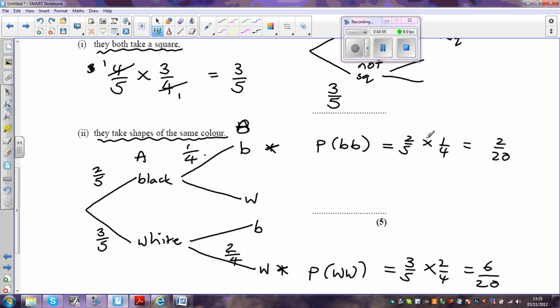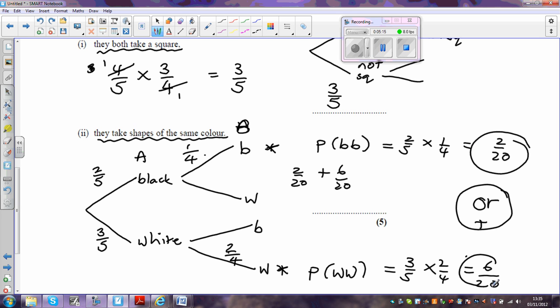Now, we always add going between the branches, or another way of remembering that is either they get 2 blacks or they get 2 whites, and "or" in probability language always means add. So to find the final answer, I'm now going to do 2/20 plus 6/20. We just need to add the tops, so that's 8, not the bottoms though. 2/20 plus 6/20 is 8/20, which is the same as 4/10, which simplifies to 2/5. So the probability they both take shapes of the same colour is just 2/5.